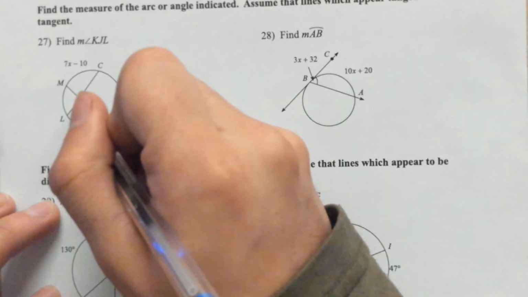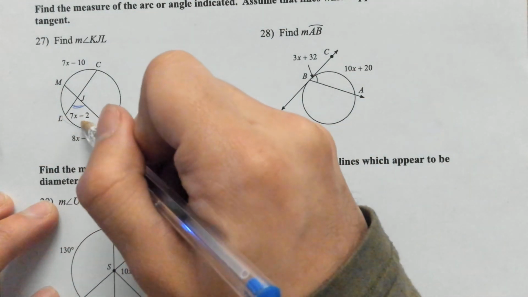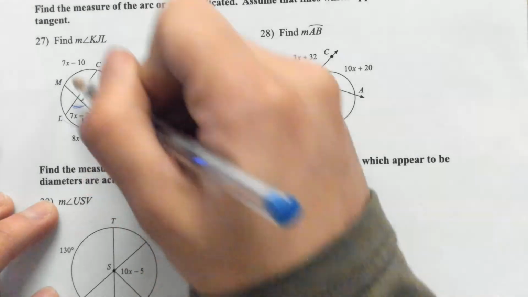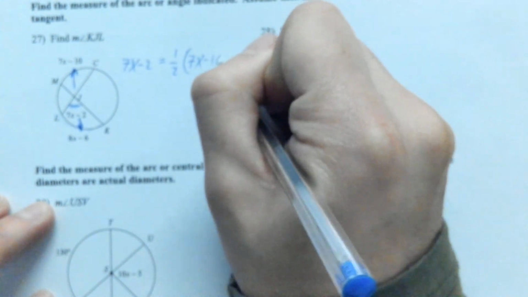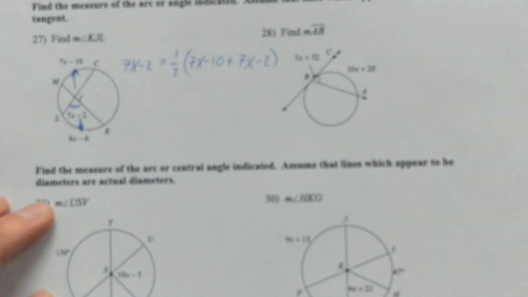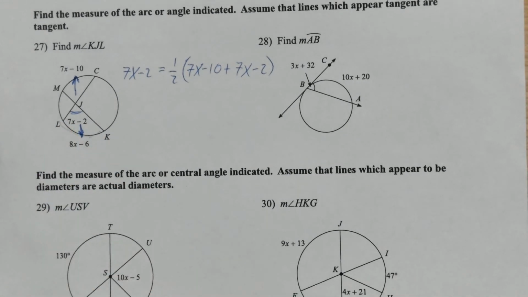Again, this angle right here, it's the angle inside, and 8x minus it's the arc. So I'm going to use this arc and this arc. So 7x minus 2, that's the angle inside, is equal to 1/2 these two arcs added together. It's the inscribed angle theorem. So 7x minus 10 plus 7x minus 2. Solve for x. Whatever you get, plug it in for x here, and that's it.